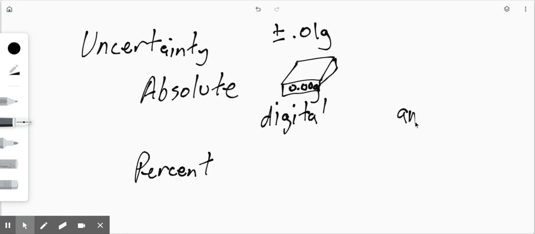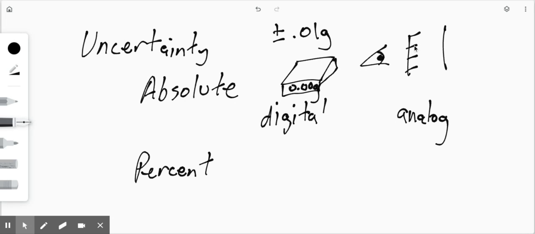But what about analog equipment? Well, analog equipment would be something like a ruler or a graduated cylinder or a triple beam balance, something that doesn't just tell you the measurement, you actually have to use your eyes to visually inspect it and see where you're at. So the rule for analog equipment is you simply look at the smallest increment of measurement on that particular piece of equipment.